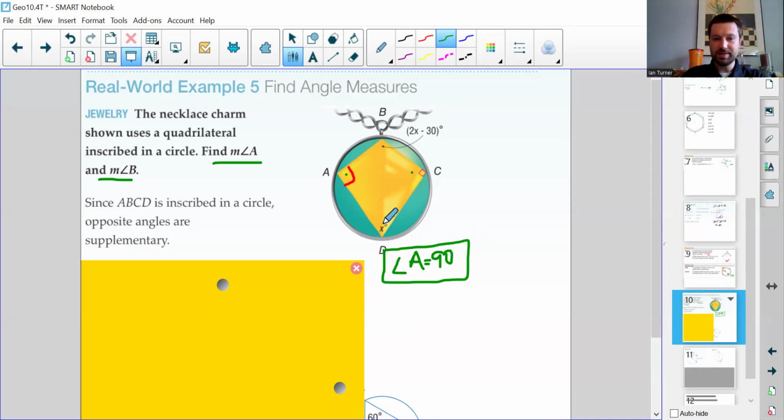Okay, now this one's a little bit more interesting. Again, these got to be supplementary. We got x and we got 2x minus 30. So we're going to go x plus 2x minus 30.